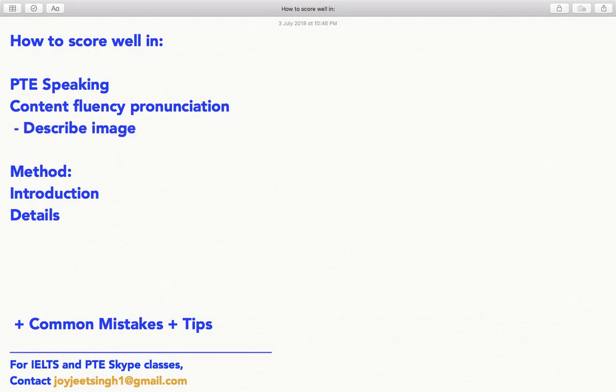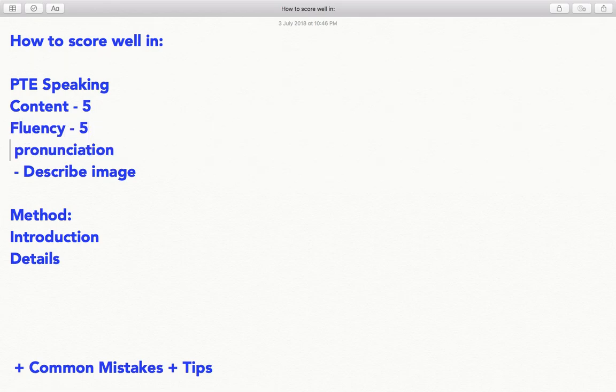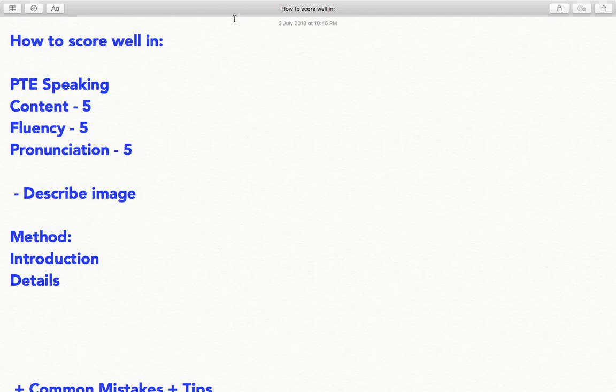In case of describe image, this is only for describe image, you get 5 marks for the content. You're gonna get 5 scores for the fluency and 5 for pronunciation. So keep it in mind that you're getting more scores for fluency and pronunciation combined compared to just content.